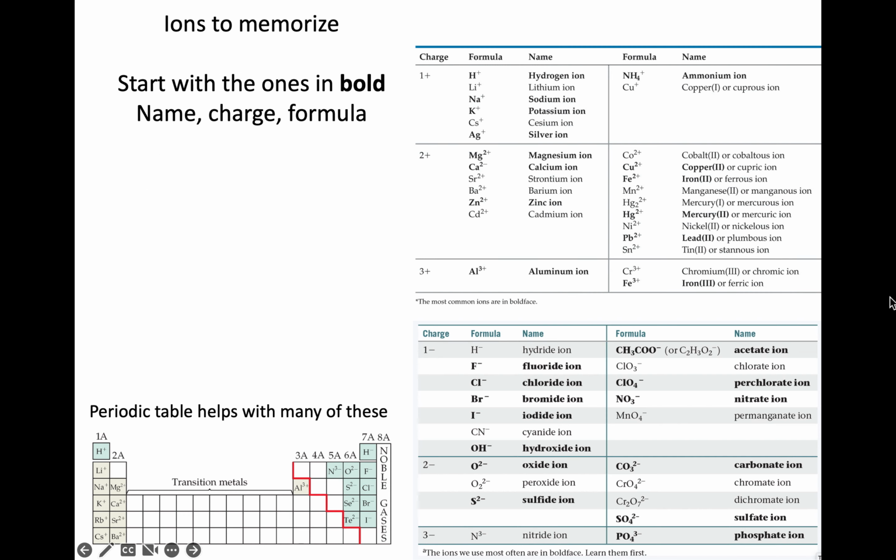I recommend students memorize the items that are in bold, the ions in bold here, for both the cations and the anions. The periodic table helps with many of these, especially many of the cations, as I see alkaline earth, aluminum 3+. I also see my different halides, oxide, sulfide, and the like. So the periodic table will help with many of these. It's important to memorize the name, the charge, and the formula.